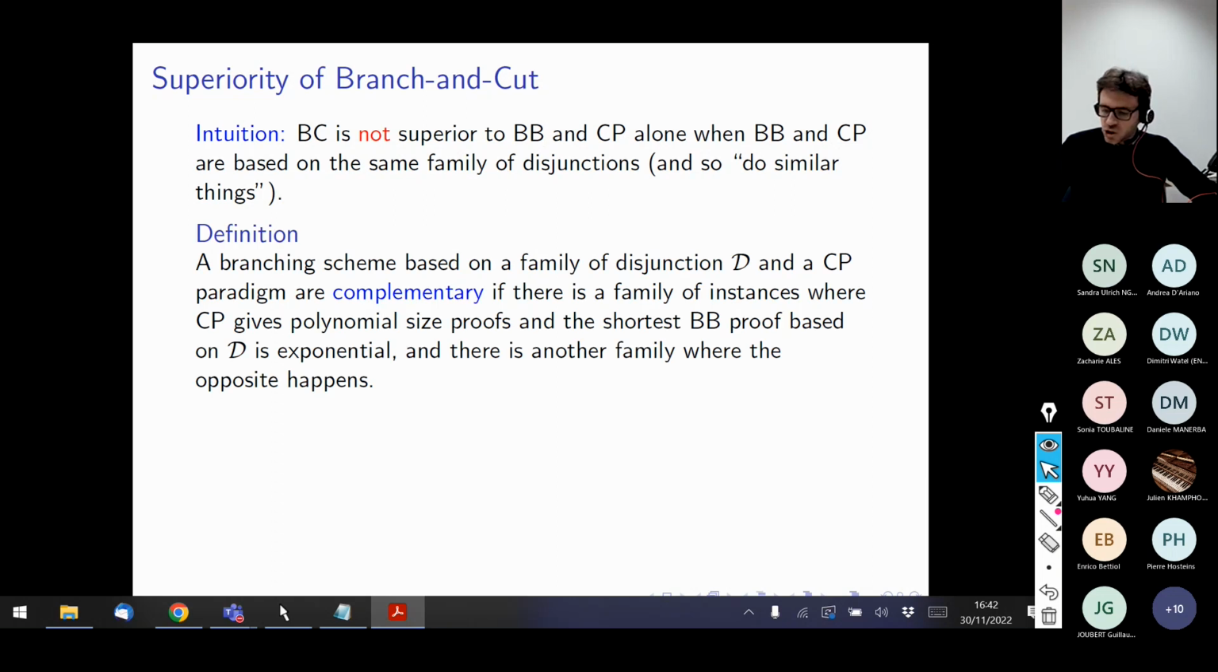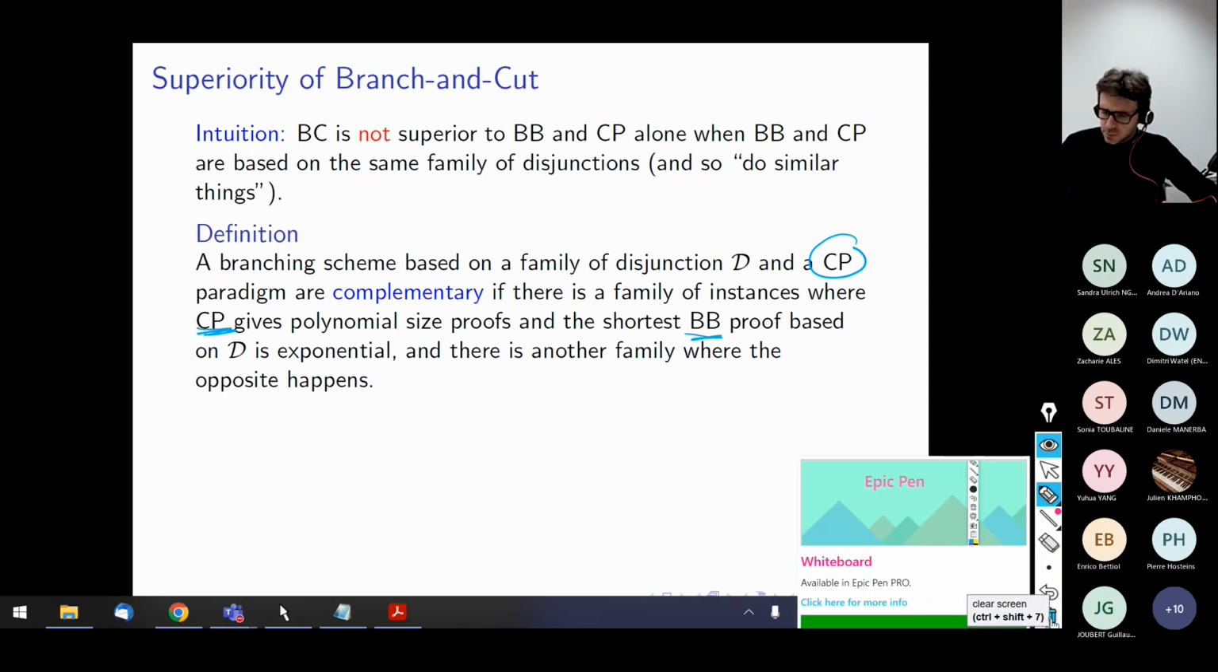So we make this definition. We decide that a branching scheme and a cutting plane paradigm, now this is not necessarily split cuts, you can take any cutting plane paradigm, we call them complementary if you can find a family of instances where cutting plane is exponentially better than branch and bound, and another family of instances where branch and bound is exponentially better than cutting planes. So if your paradigms are such that you have instances of both types, then we call the schemes complementary.